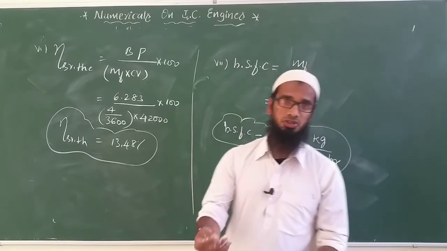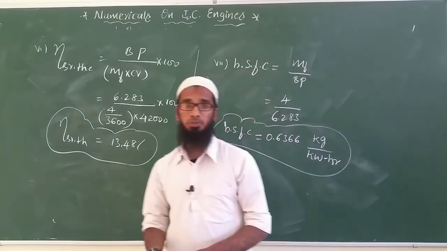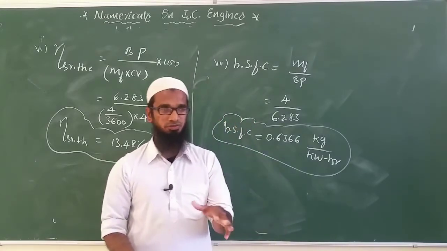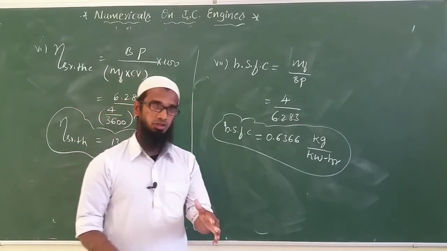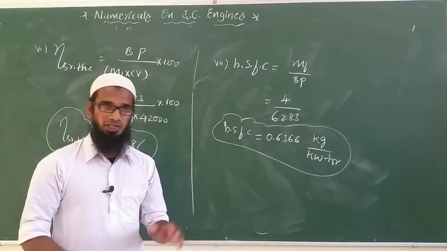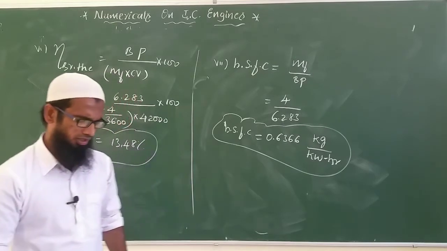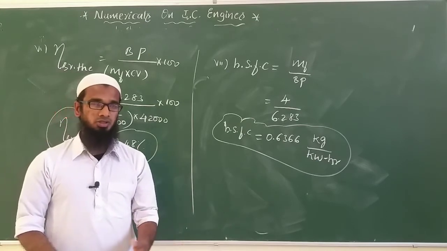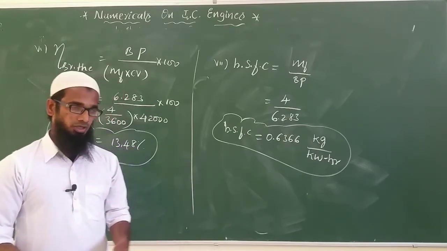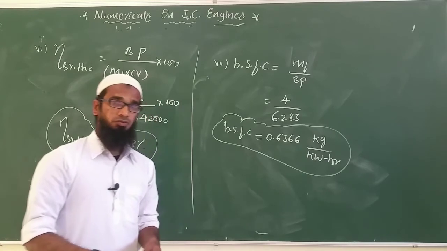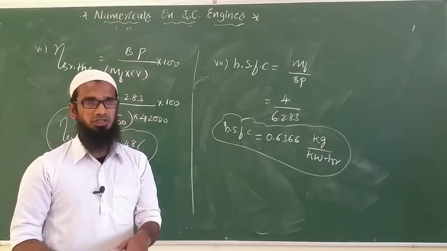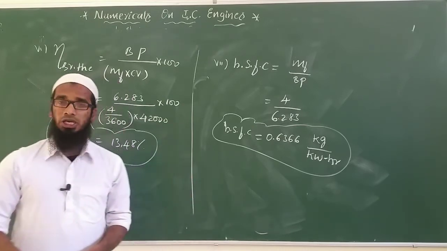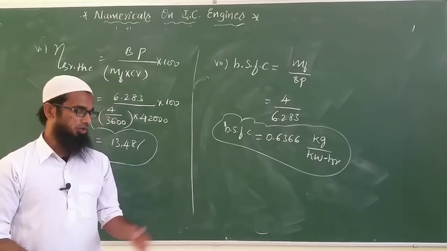Indicated power is X P L A N by 60 into 1000, where X indicates the number of cylinders, P indicates the mean effective pressure in Newton per meter square, and L is the stroke in meters. Area is the area of the diameter, that is pi d square by 4, if the diameter is given. N is the revolutions; for a 4 stroke we take N by 2, that is the actual speed divided by 2. This is how we can calculate the indicated power, brake power, and all those things. I hope you have got this.